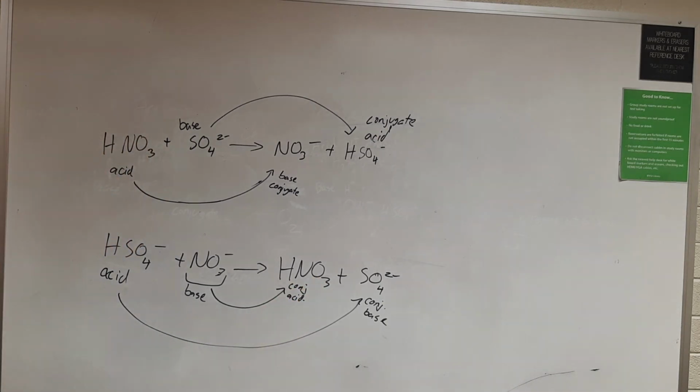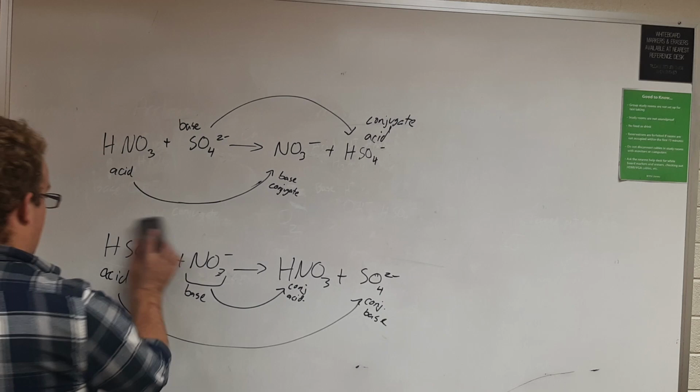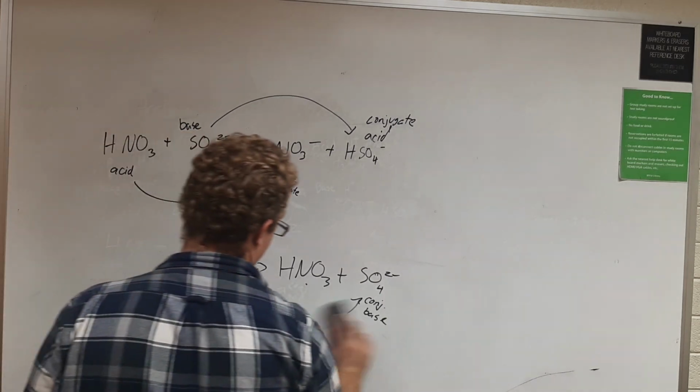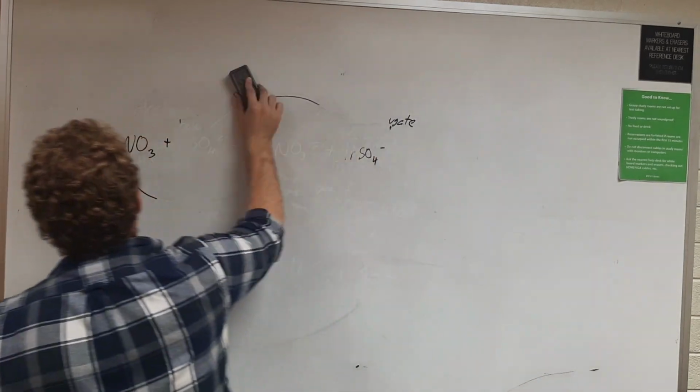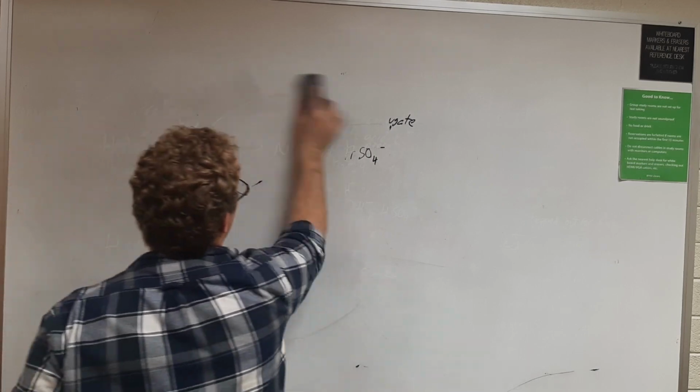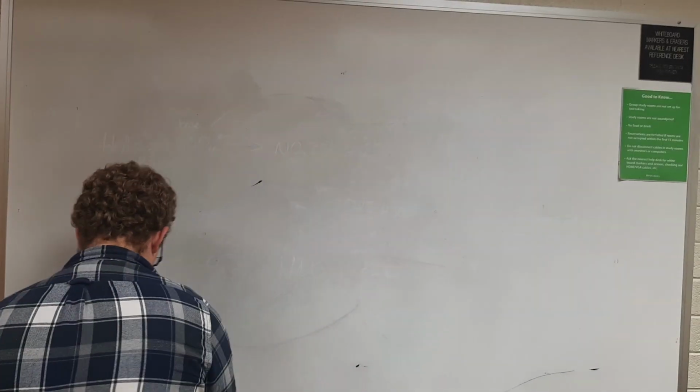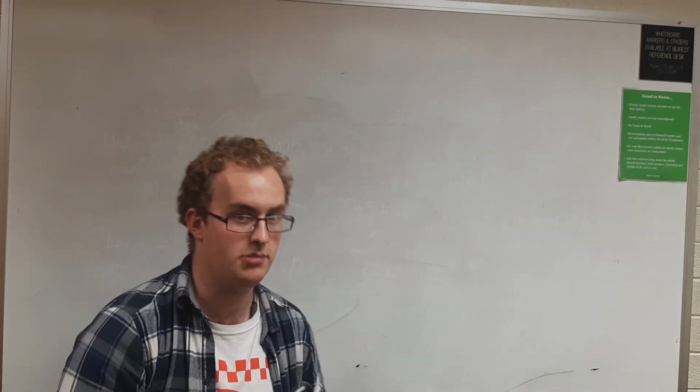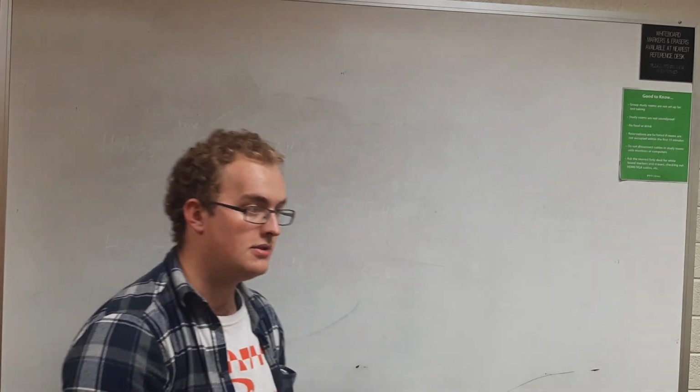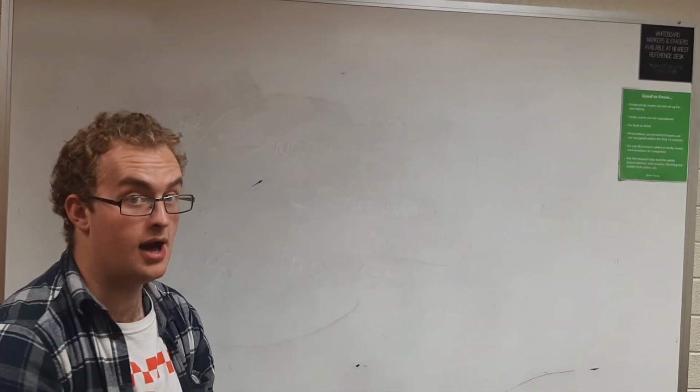Okay, hopefully that helps with conjugate acids and bases. Let's now go on to naming acids and bases. I'll tell you that the rules for naming acids are a little bit harder or more complex than naming bases. Bases are pretty much just the name of whatever ion it is.